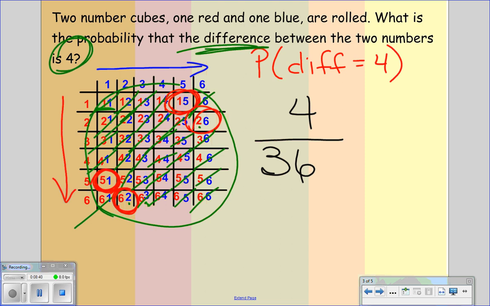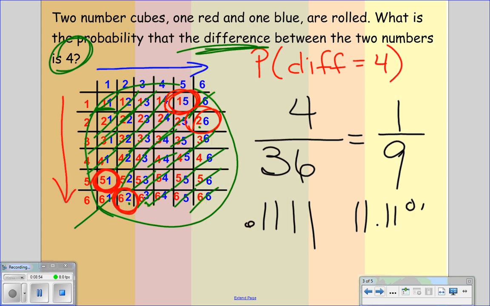And of course, I will reduce this. Always reduce your fractions, please. Okay, so it's 1/9. And then as a decimal, it is 0.1111. Or as a percent, it's about 11.11%. Okay? So there's about an 11% chance that if I roll the 2 number cubes, I'm going to get a pair of numbers where the difference is 4.